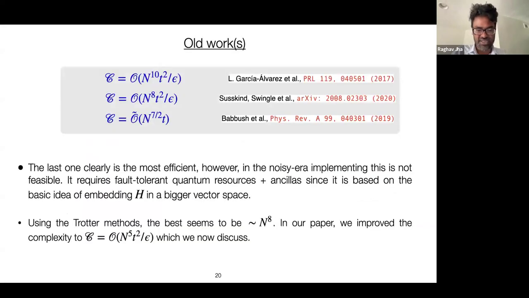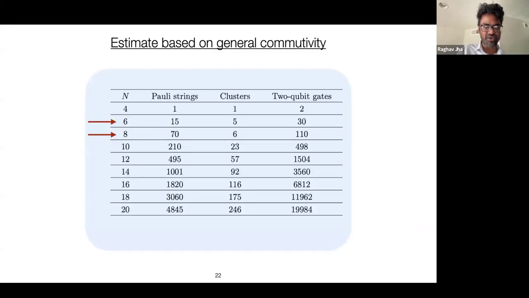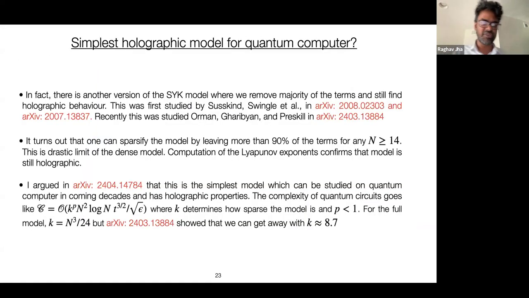So note that this is t square because I'm using the first order Trotter method, which is shown here. You can use a second order Trotter method, and the t dependence is reduced even more by 3/2 and so on. So the complexity really reduces a lot. So the argument is that this is the simplest holographic model for a quantum computer.